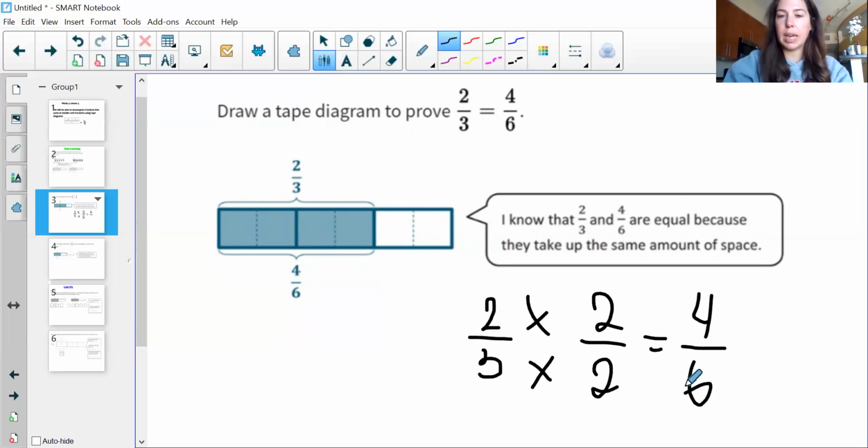So this multiplication sentence helps us figure out how many pieces we need to decompose our fraction into. So what I'm going to do is I'm going to take each third and split them into 2 equal pieces because I'm multiplying by 2.